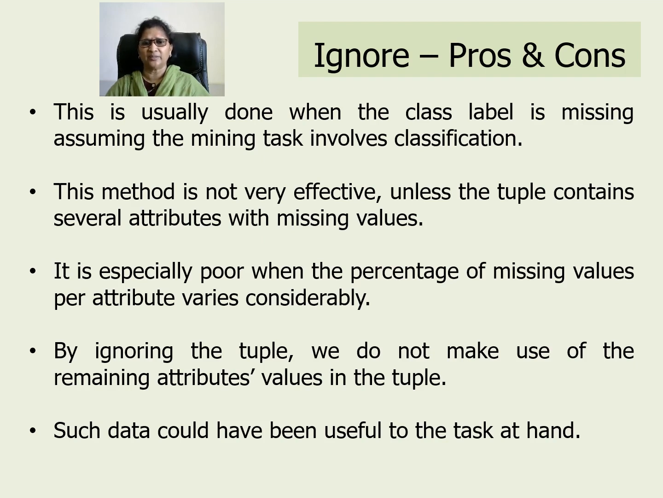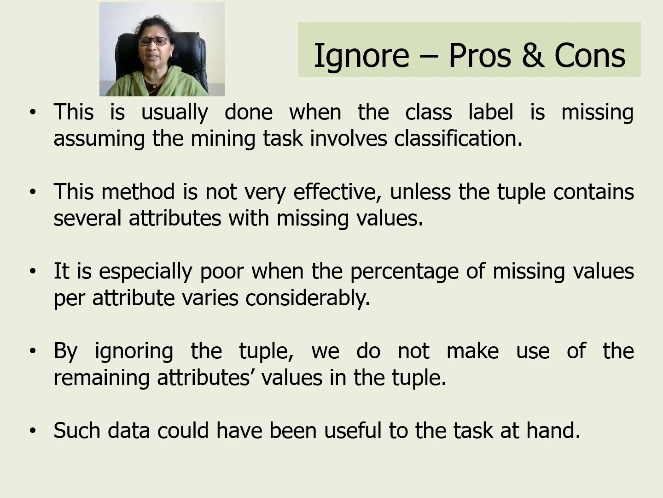This method is not very effective unless the tuple contains several attributes with missing values. In the earlier two tables, we saw that in one of the attributes, more than 50% of values were missing. So we have to decide when to ignore it. If maximum values are missing, then we decide to omit a whole attribute. It is especially poor when the percentage of missing values per attribute varies considerably. Then it becomes very difficult to decide which attribute to omit and which to keep, because one has more missing values and the other has fewer missing values.